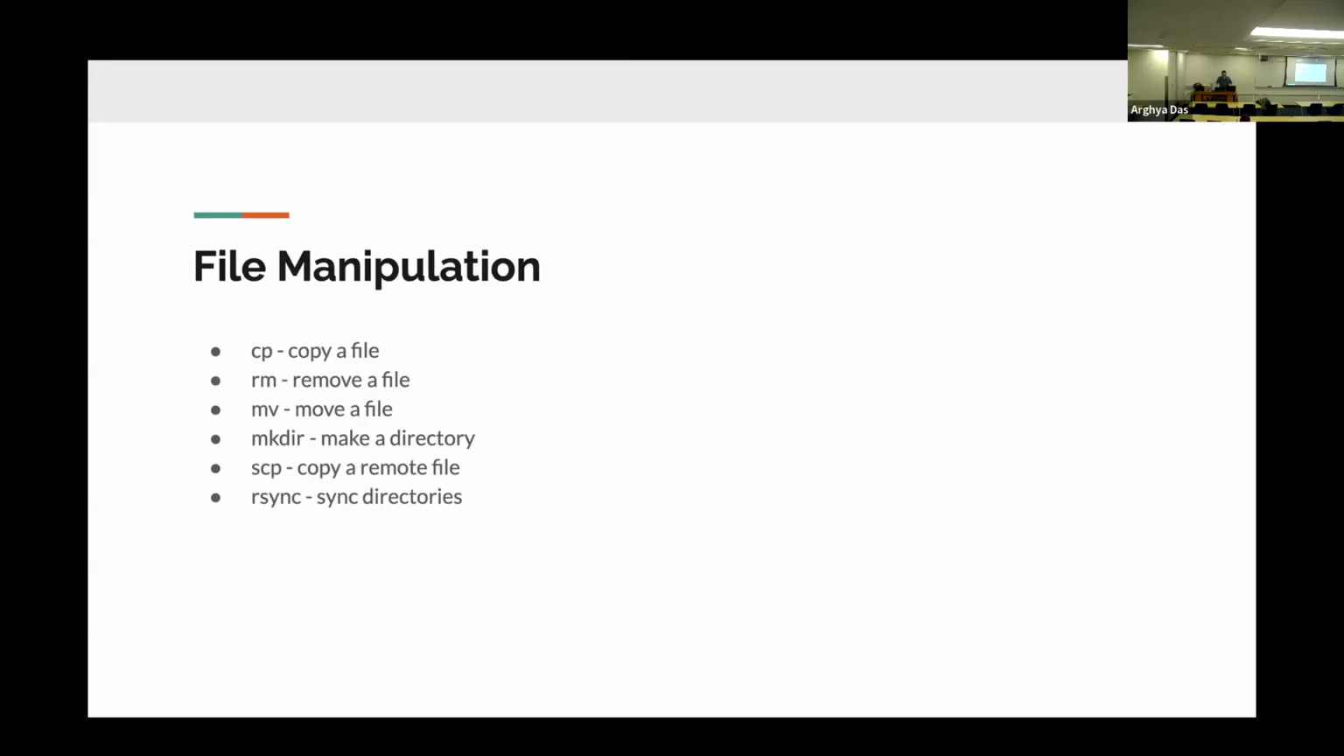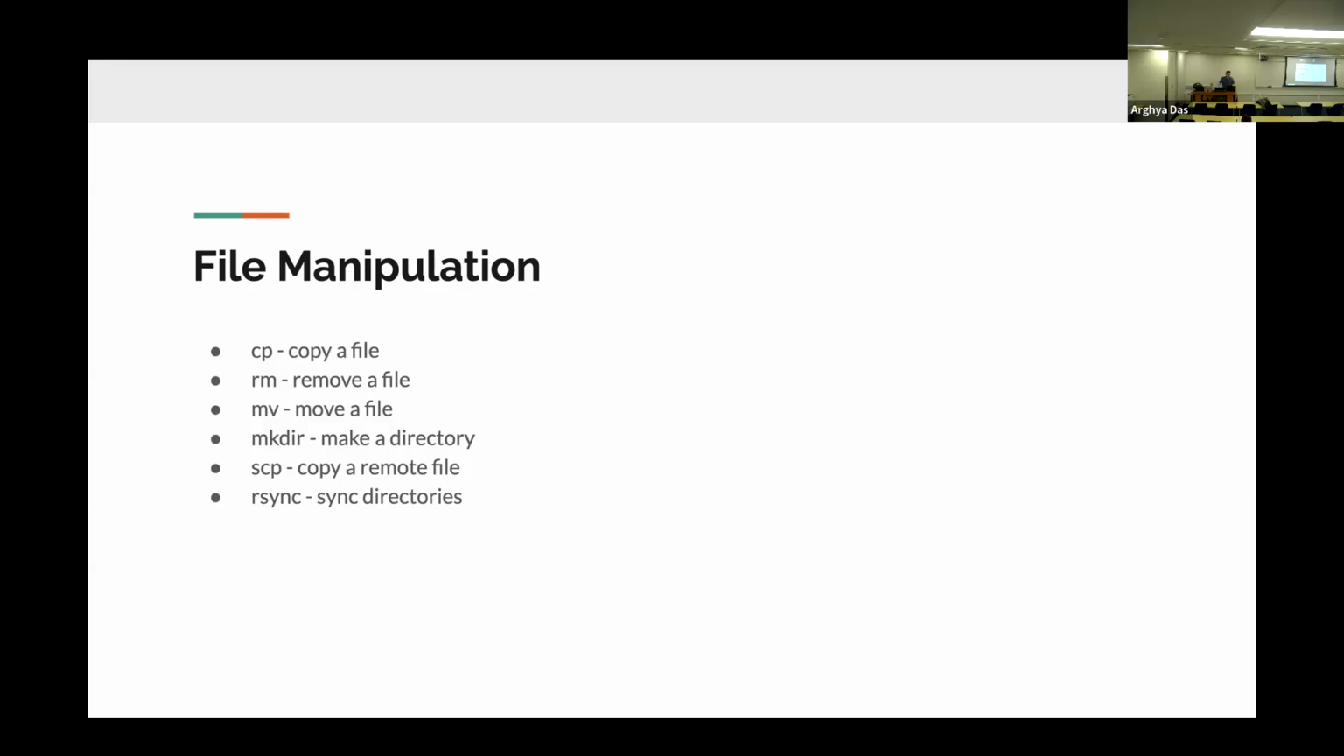Next set of commands are what I'm calling file manipulation: copying a file, the cp command, and for removing a file or directory, rm. If you're doing a copy or removal of a directory, you do have to pass it this recursive flag, this -R. Otherwise, it just doesn't know what to do because it doesn't understand that it needs to copy the directory over and all the files.